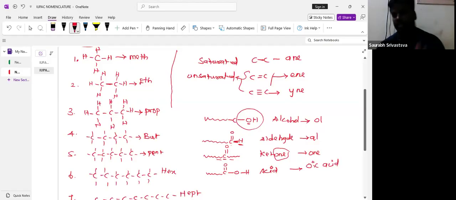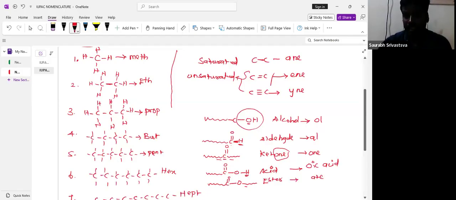Next, if it is a long chain connected with a carbon double bond oxygen, again connected with oxygen, and then a carbon is connected. Here hydrogen is connected in the acid, but here carbon is connected. If carbon is connected, it is called an ester. If it is an ester, you should add ATE as the terminal. This one you understand?